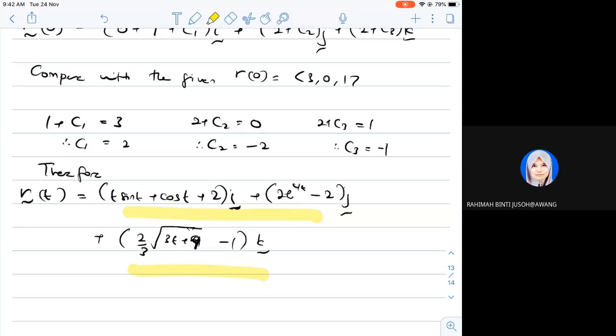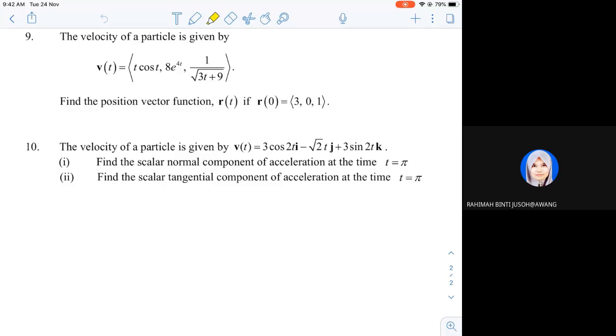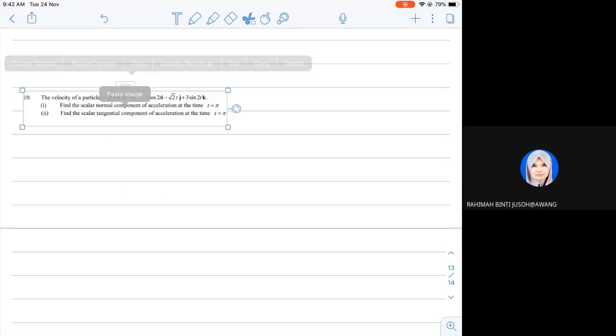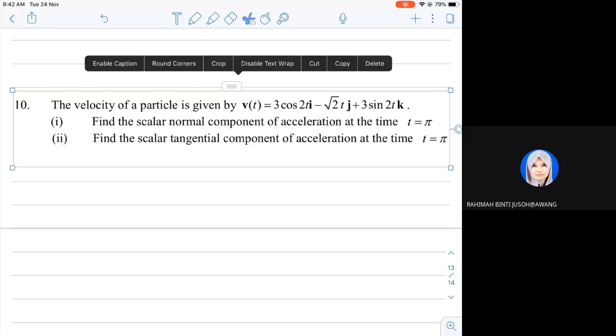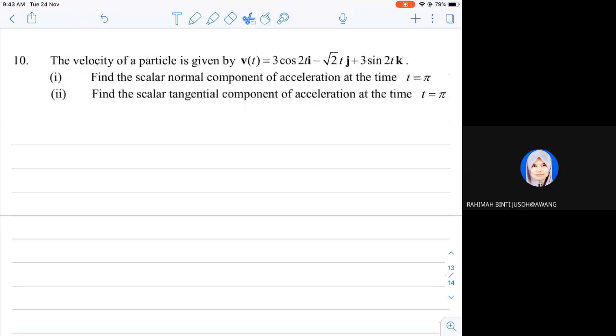Alright, next. Okay, the normal component and the tangential component. Alright, this. Okay, for acceleration, we have two components, normal component and tangential component. Okay, so solution. Alright, let us do the first question first, the normal component of acceleration. Okay, number 1 is a_N, the normal component of acceleration.